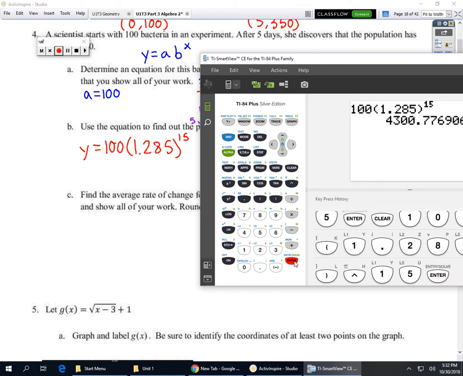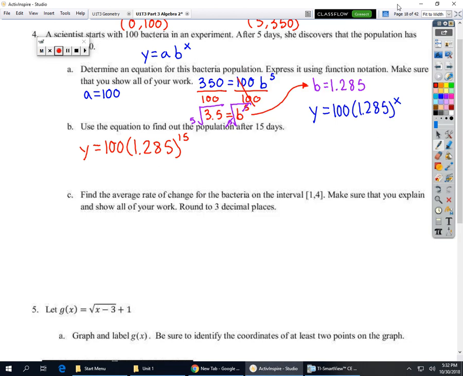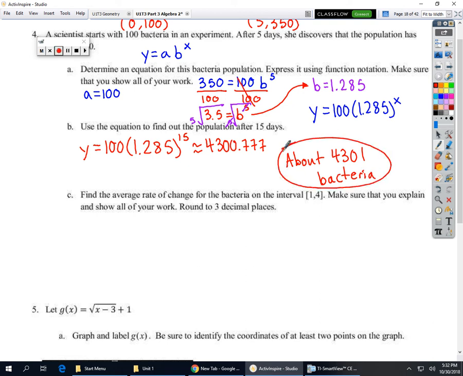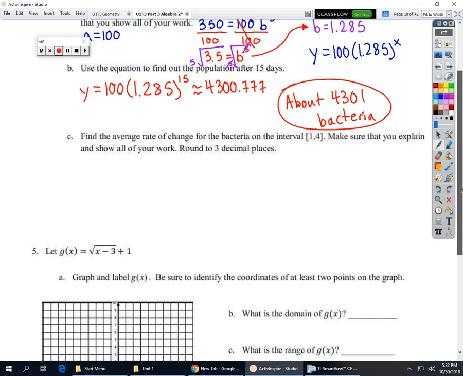4,300, I'm just going to round it up to 4,301 bacteria. So 4,301 bacteria. Well, it's approximately 4,300.777, lucky. So, about 4,301. Yep. I saw some other people with about 4,000 or 4,500, again, depending on the equation.